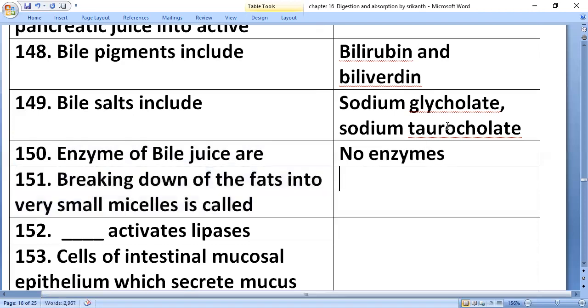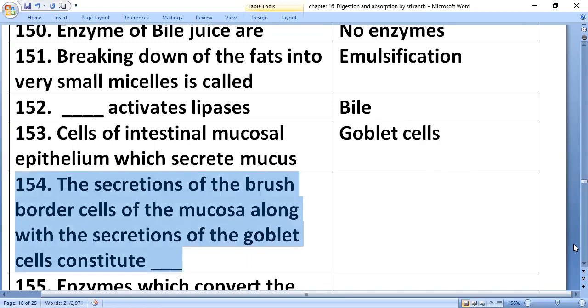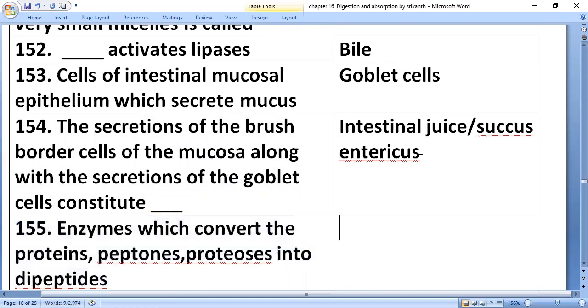Breaking down of the fats into very small micelles is called emulsification. Bile activates lipases. Cells of the intestinal mucosal epithelium which secrete mucus: goblet cells. The secretions of the brush border cells of the mucosa along with the secretions of the goblet cells constitute intestinal juice, or succus entericus.